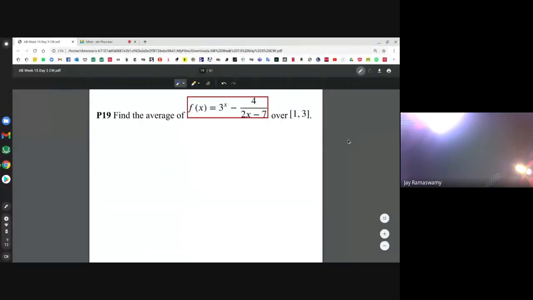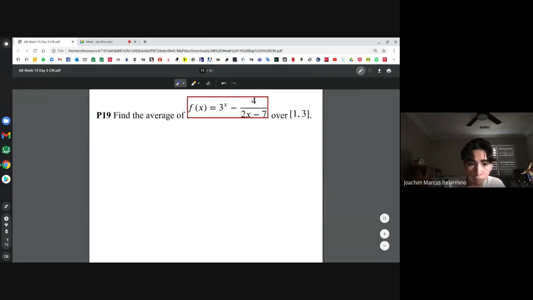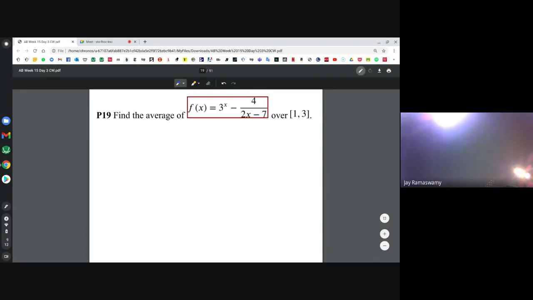Let's do an average problem. Copy this down. We're on page 19. We're doing an average problem. Guys, you may interrupt me and ask me questions. You don't have to accept everything I say blindly.